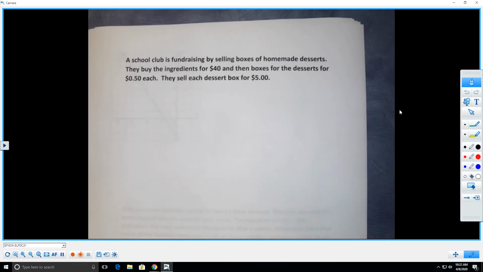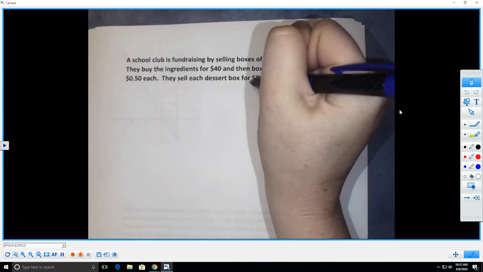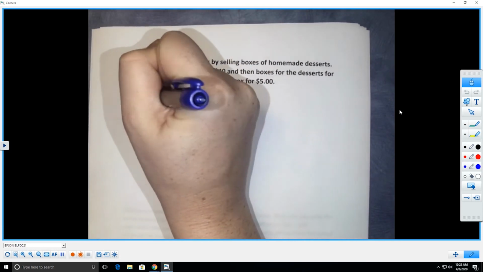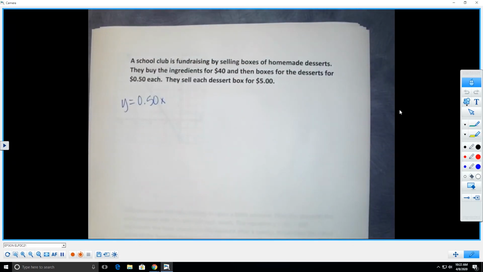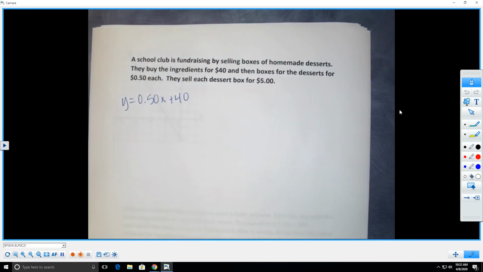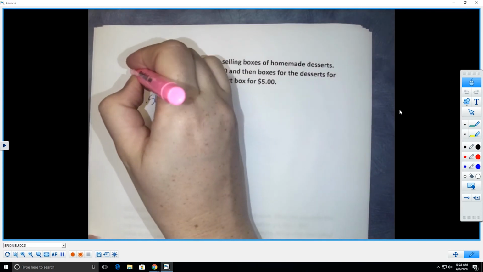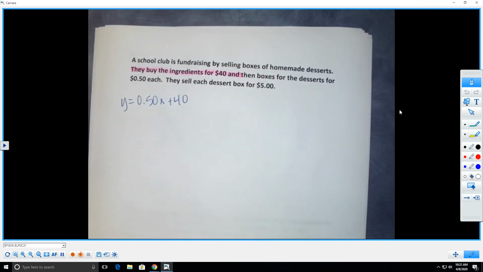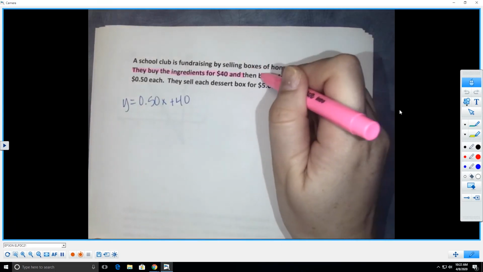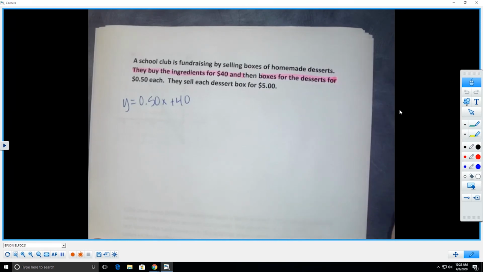Another reminder that we are looking at the amount of money they spend only. Does your equation look something like this? Y equals 0.50x plus 40. The initial cost is $40 for ingredients. They buy ingredients for $40. The amount they spend per box for packaging is 50 cents. So boxing the desserts is 50 cents each.